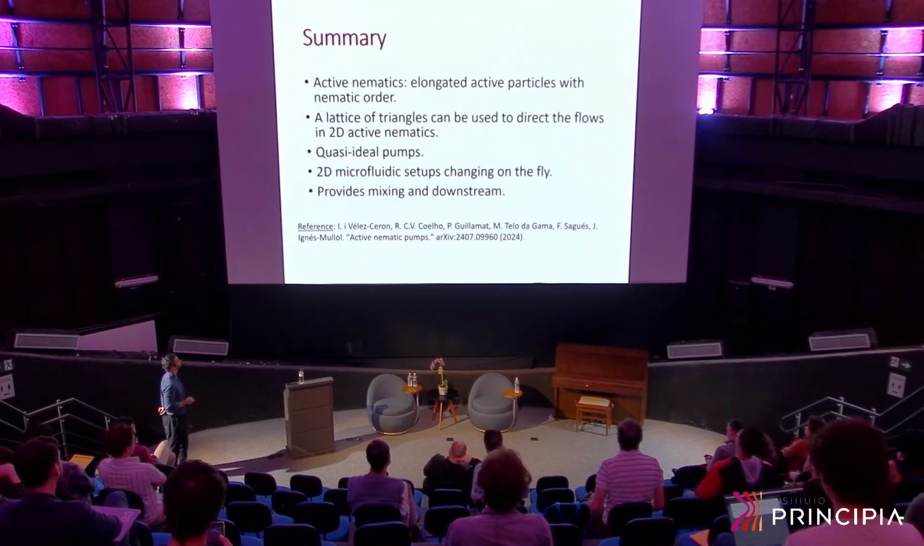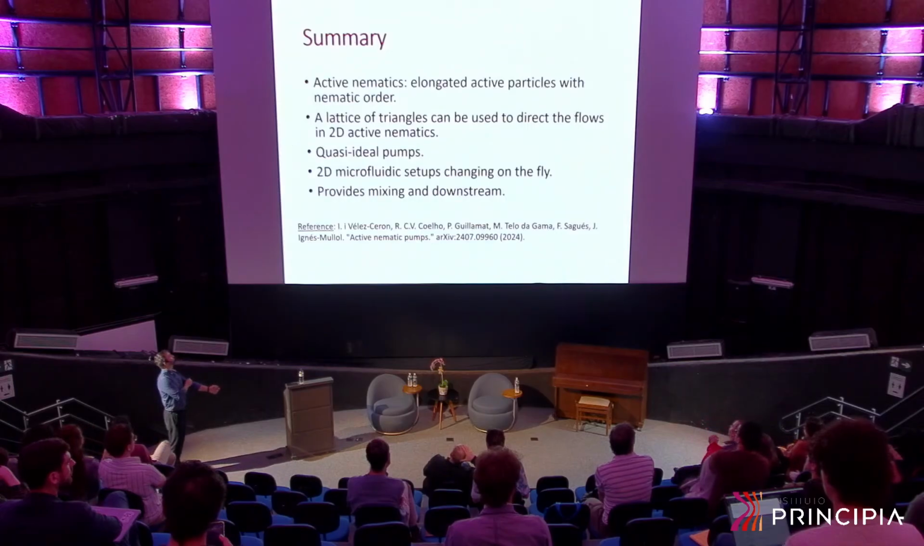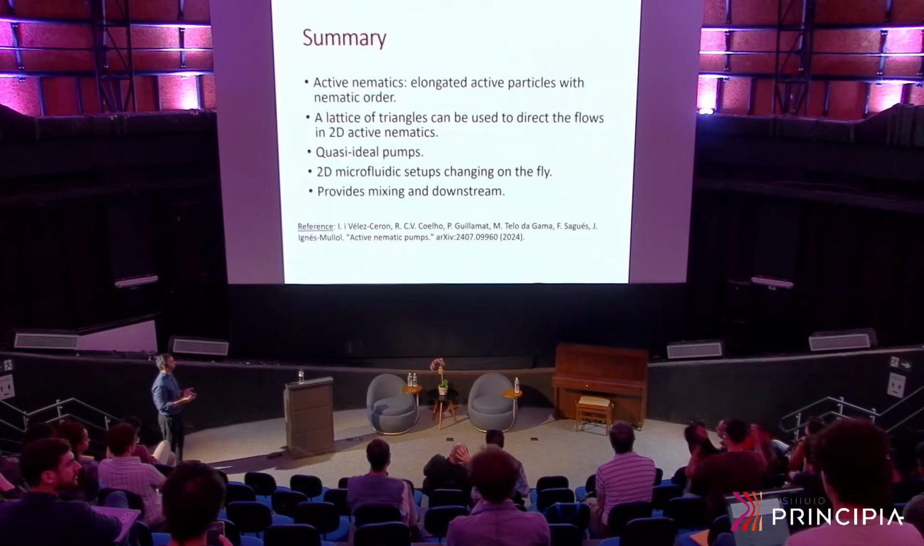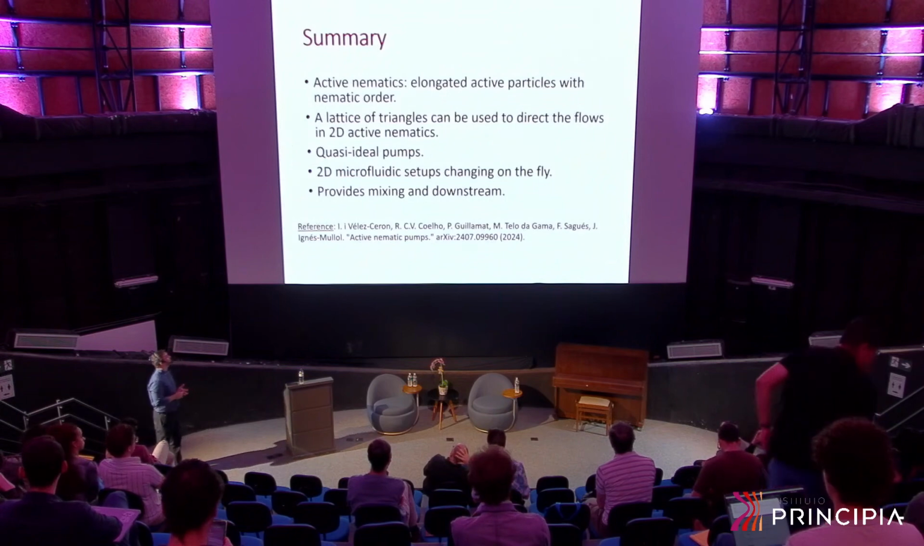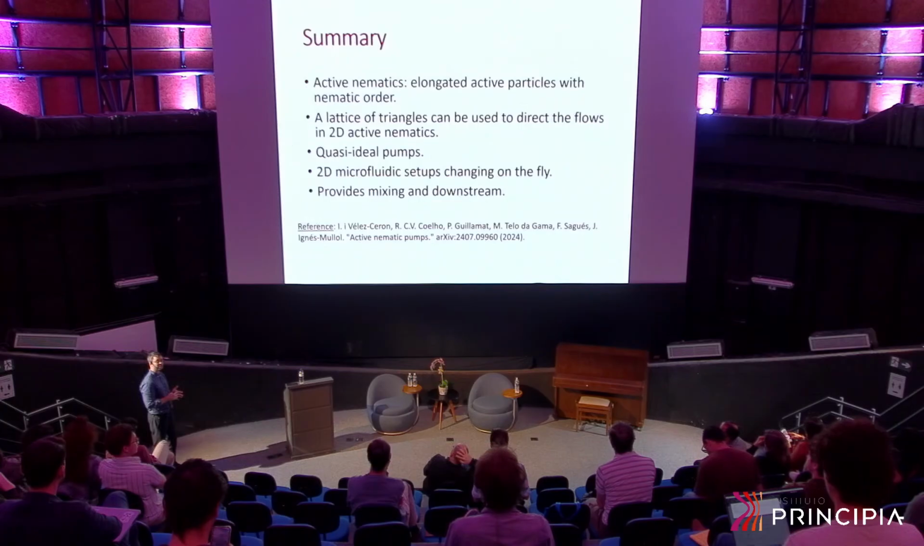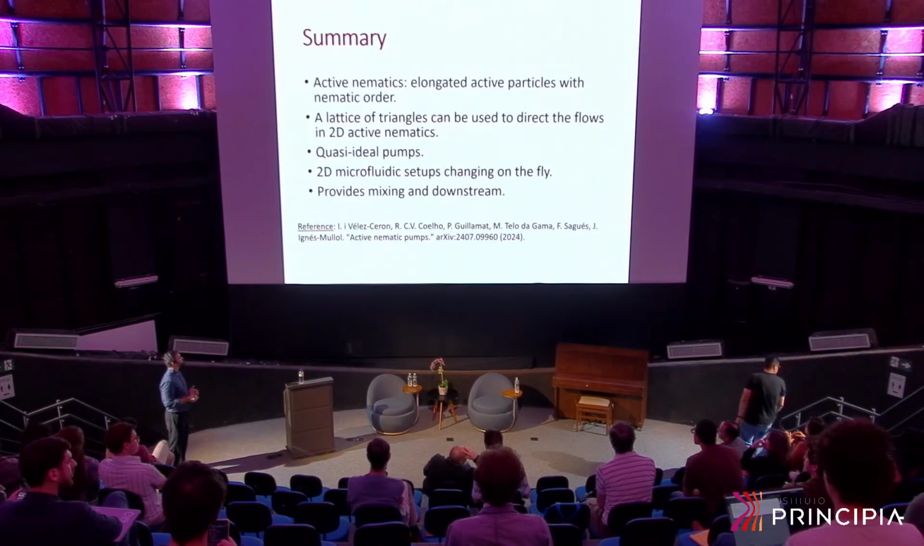Okay, to conclude, we have presented what an active nematic is, and also how to direct the flows, which are usually chaotic, using a lattice of triangles. Those systems behave like ideal pumps, at least after 10 pumps. And it could be used for pumping fluids in 2D.